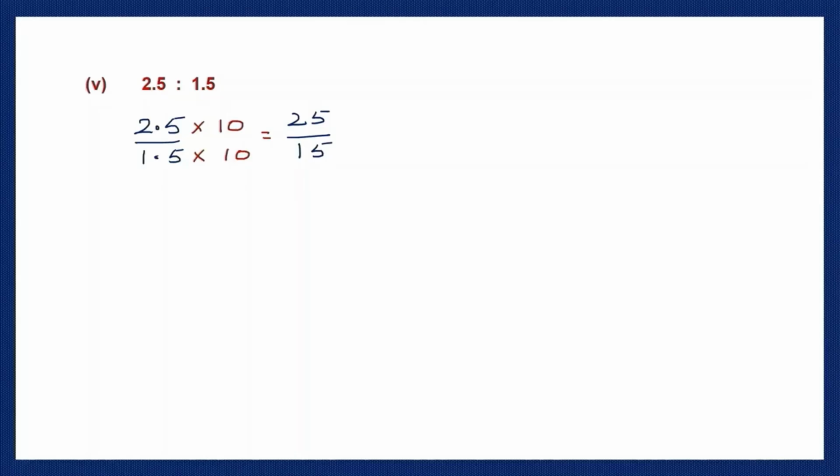Now let's reduce this to the lowest term. Divide both by 5. Numerator by 5 and the denominator by 5. Now let's see what we get. 5 5s are 25 and 5 3s are 15. So I've got 5 by 3. If I write it as a ratio, it becomes 5:3.